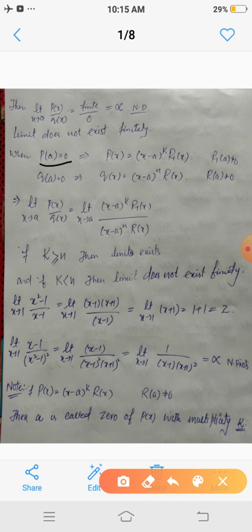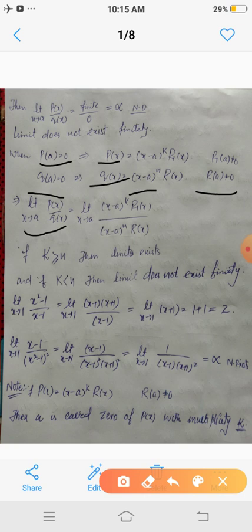But when p of a is 0, this means that we can write p of x as x minus a raised to power k into r1 of x, where r1 of a is not equal to 0. It is a polynomial whose degree is less than the degree of p of x, and q of a equals 0, which implies that we can write q of x as x minus a raised to power n into r of x, where r of a is not equal to 0. Hence we can write this rational function as the limit as x tends to a of x minus a raised to power k into r1 of x upon x minus a raised to power n into r of x.